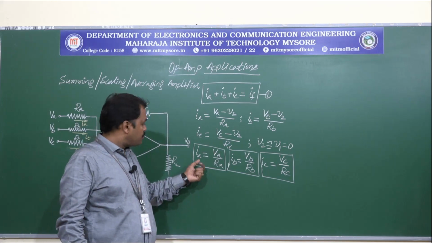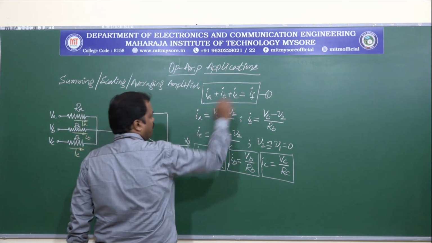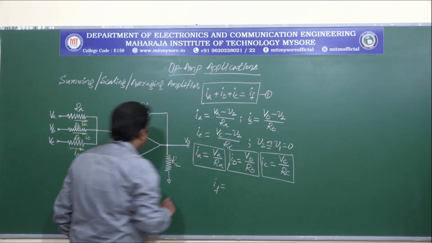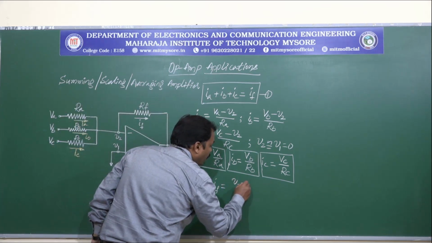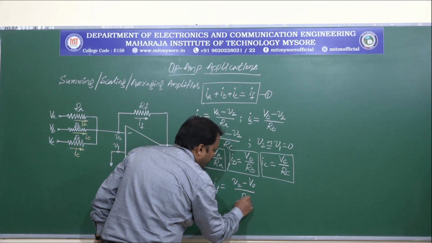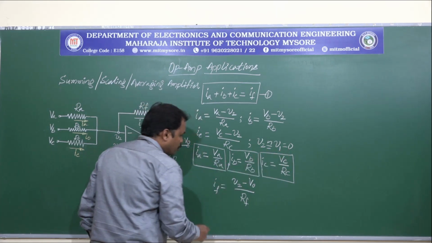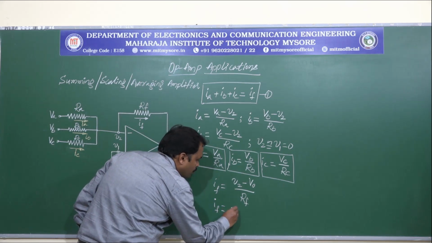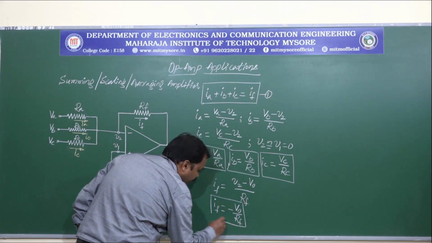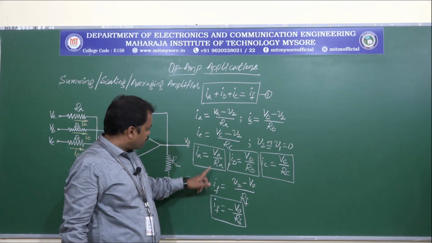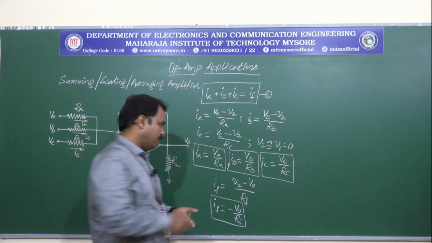So now we have substitutions for IA, IB and IC, and let us know what is the substitution for IF in this equation. So IF is equal to what? V2 minus V0 divided by RF by Ohm's law. And we know V2 is approximately equal to V1, which is equal to 0. So IF is equal to minus V0 divided by RF. So now what we'll do is we'll substitute the value for IA, IB, IC and IF in equation 1.